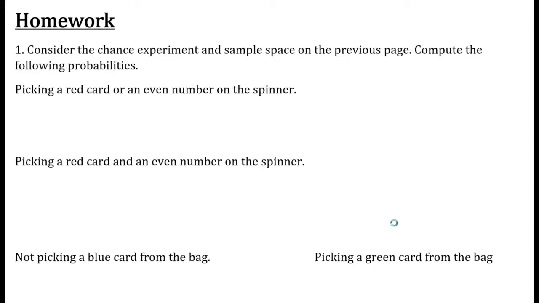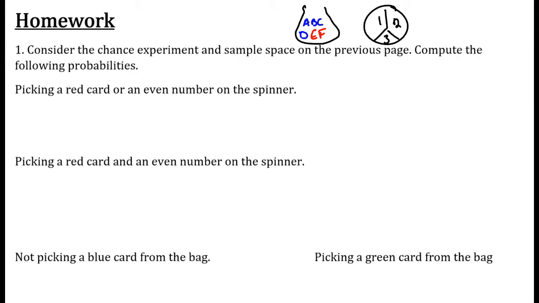Number 1, consider the chance experiment and sample space on the previous page. Compute the following probabilities. In class today, we considered the chance experiment where you had a bag. Inside the bag, we had a blue A, a blue B, a C, a D, and then a red E and a red F. And then we also had a spinner that had 1, 2, and 3. Clearly each of those was equally likely, unlike my picture here.